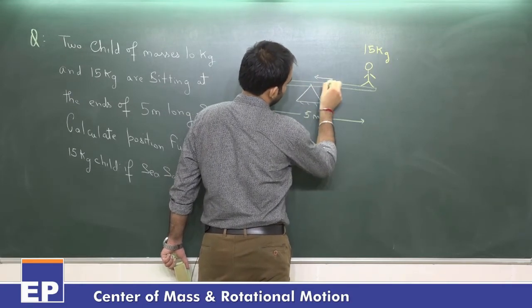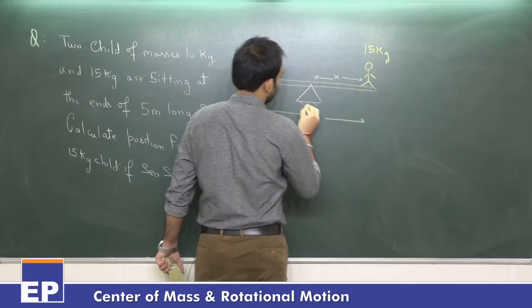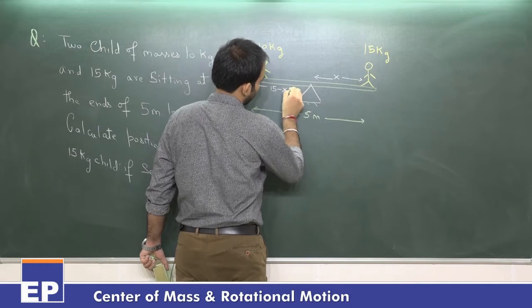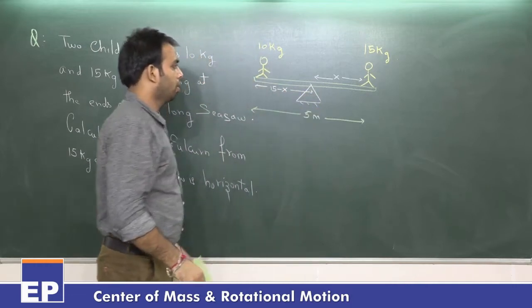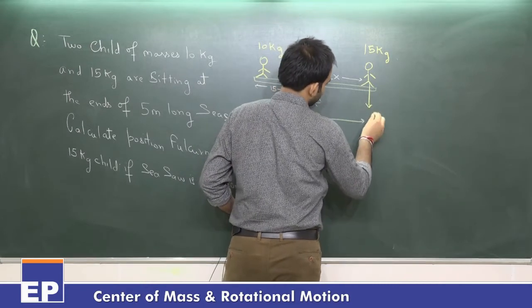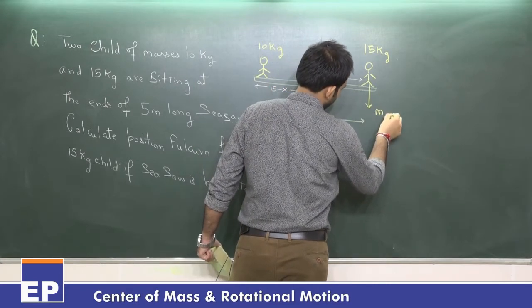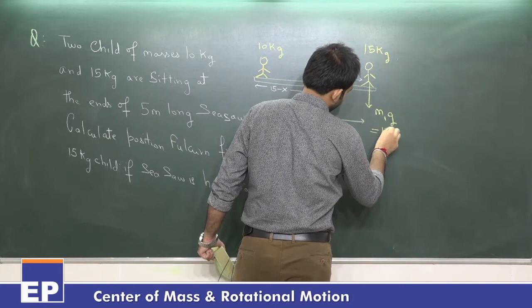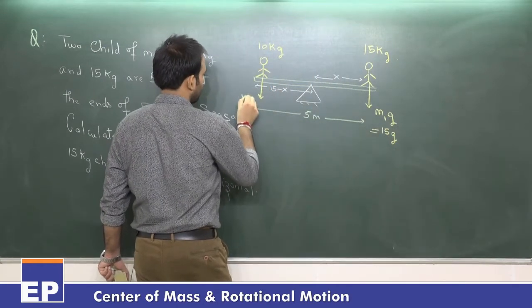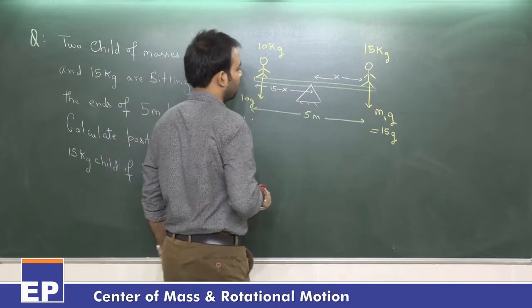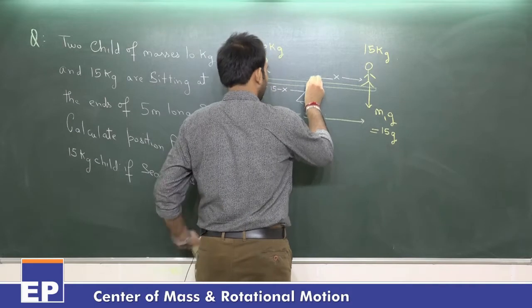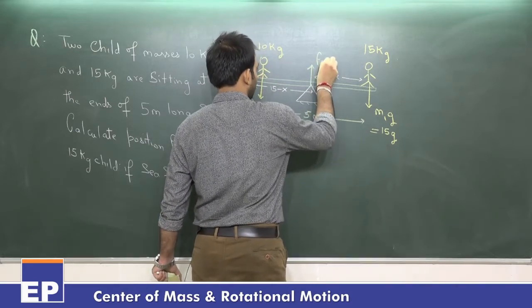If it is at position x, then from there it is 5 minus x, right? If we observe, there is mg acting there, that is 15g, and here 10g is acting, and corresponding to that the normal reaction Fn is acting in the upward direction.